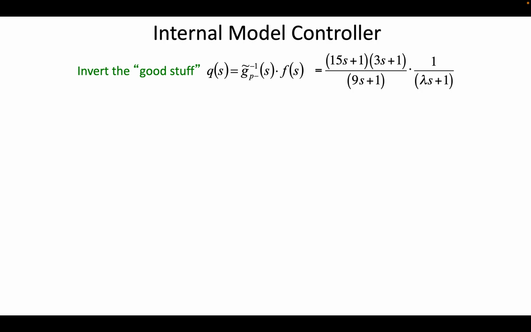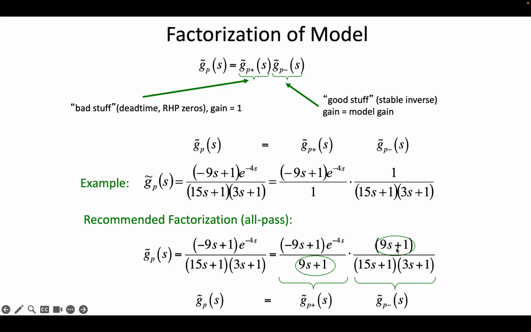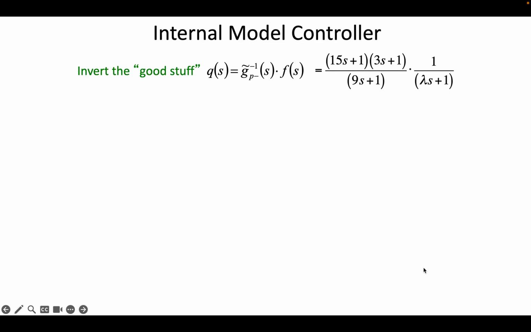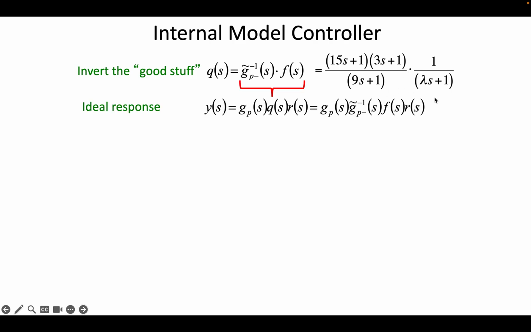All right. So the procedure then is just to invert the good stuff, the GP minus, cascaded with a filter to make it physically realizable. In this particular case, then we're inverting the good stuff on that previous screen. Remember the previous screen we said we had 9s plus 1 over 15s plus 1, 3s plus 1. So we're taking the inverse of that. The denominator becomes the numerator and vice versa. And since this is second order, we need a first order filter in order to make this controller overall second order divided by second order.